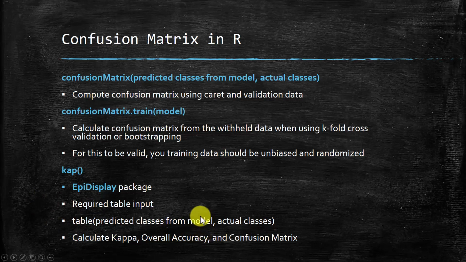If you're going to work in caret, I would suggest the confusionMatrix function. It's very easy to use, very powerful, and it works well with the model outputs.